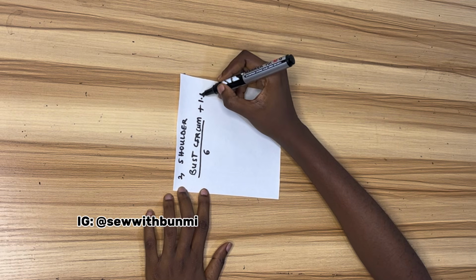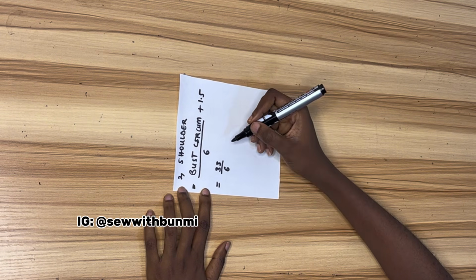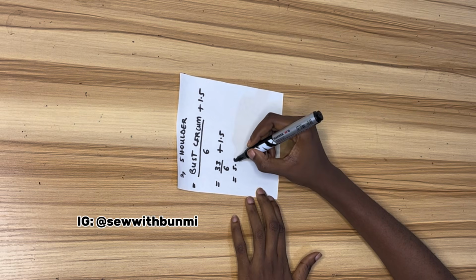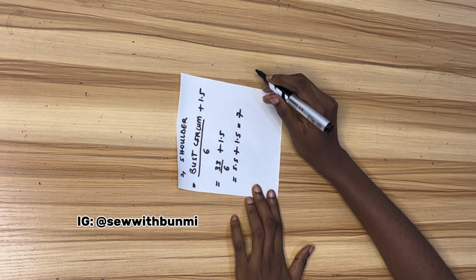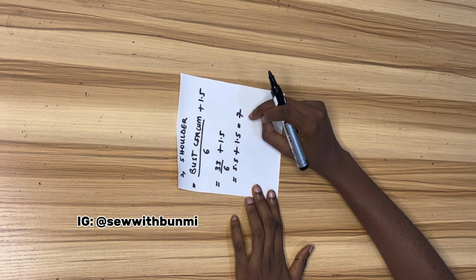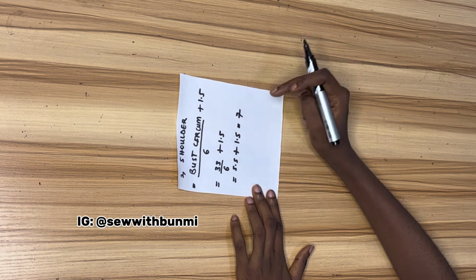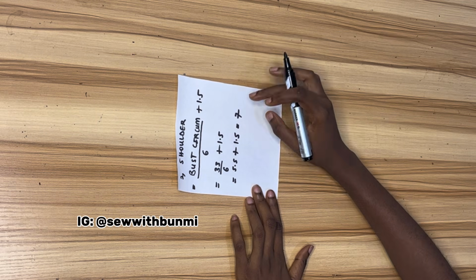Okay, so for me, my bust circumference is 33. So I have 33 divided by 6 plus 1.5. So I have 5.5 plus 1.5. So that gives me a total of 7 inches. So my shoulder is 7 inches on fold. And this works perfectly for me because when I measure myself, my shoulder is 14. So 14 divided by 2 is 7.